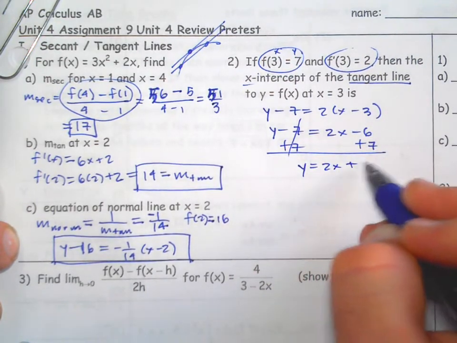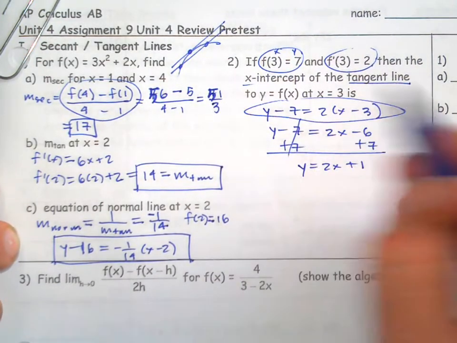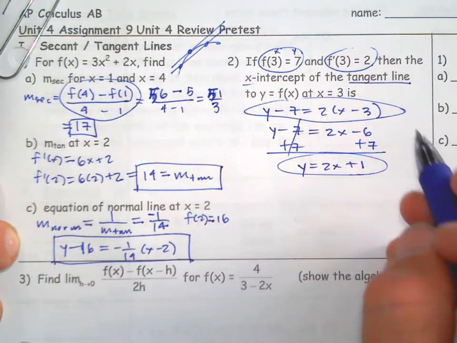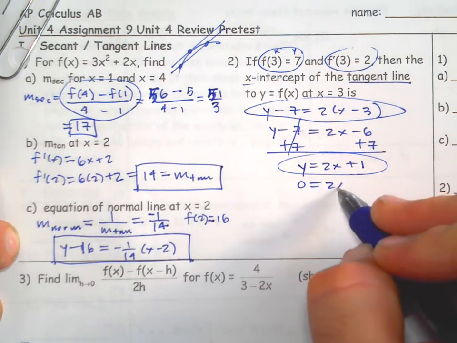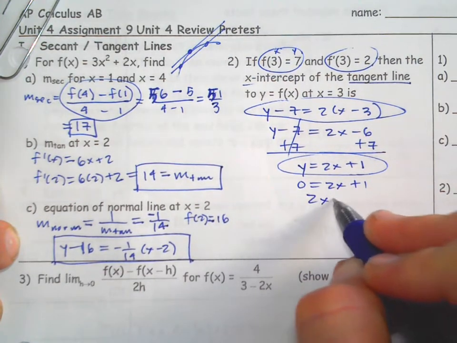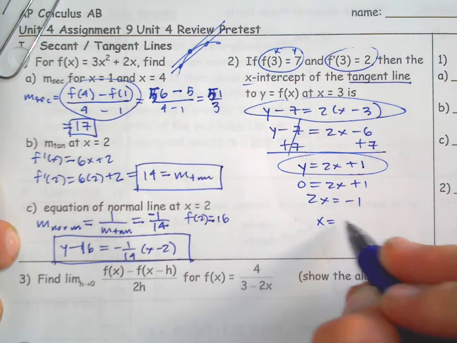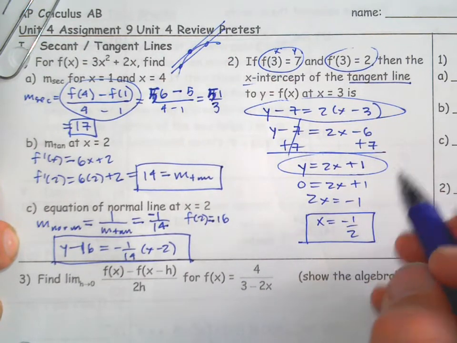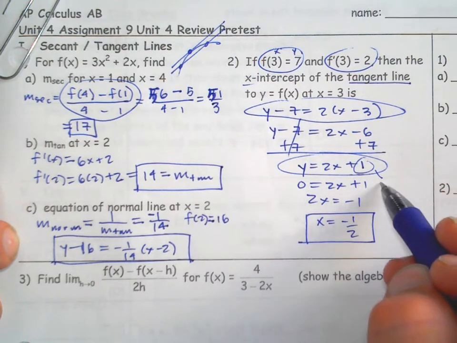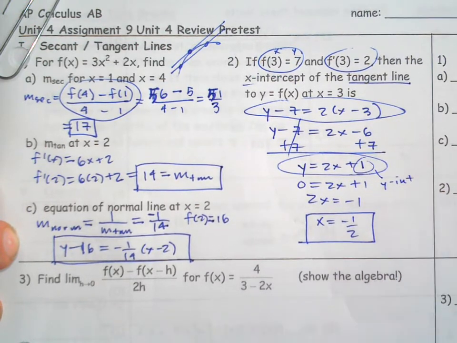Okay. Now, here's the equation of the tangent line. We want the x-intercept, which means you set y equal to 0, and you solve. So the x-intercept is negative 1/2. The y-intercept would have just been 1, which I think I asked you on the other side.